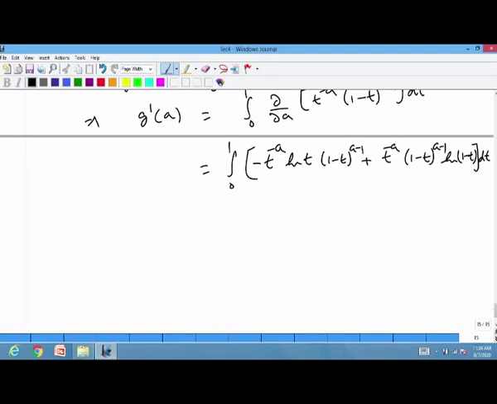And now, if we put a equal to half, we see that this is equal to 0 at a equal to half. Therefore, g prime at half is equal to 0.